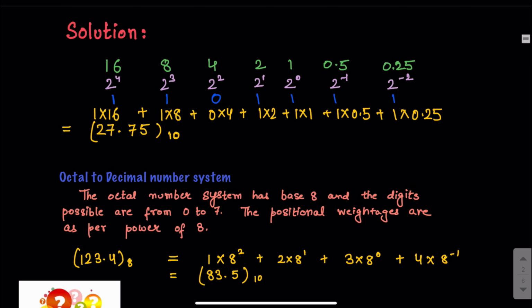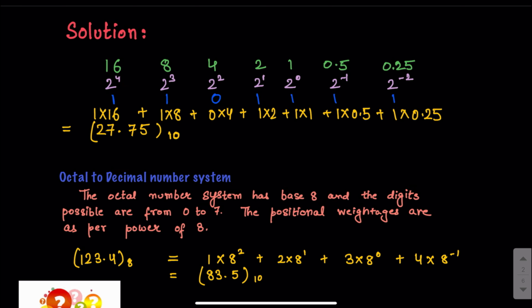So the number is 11011 and there was a decimal point here and then we had 11. So I wrote it corresponding to the positional weightages and we get the answer as 27.75 whenever we multiply the binary number with the positional weightage. And you can see after the decimal point we had negative powers of 2.